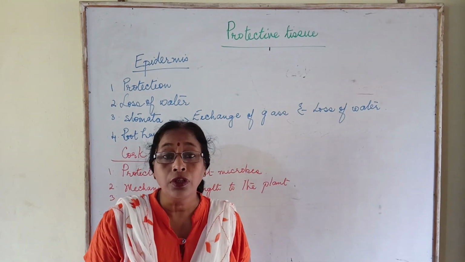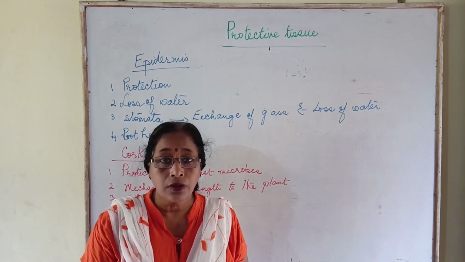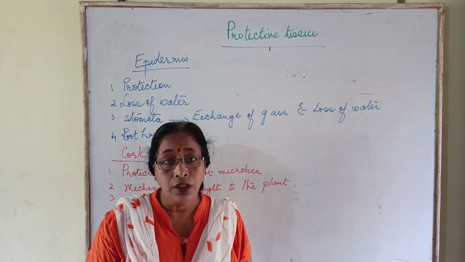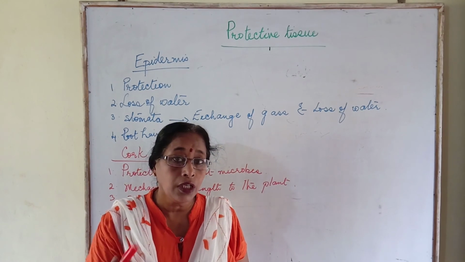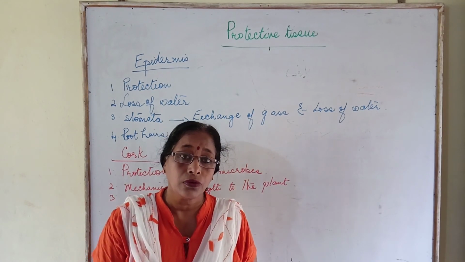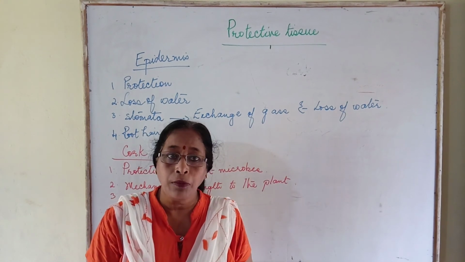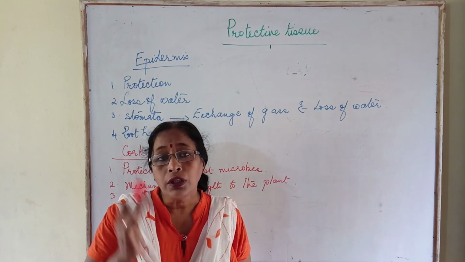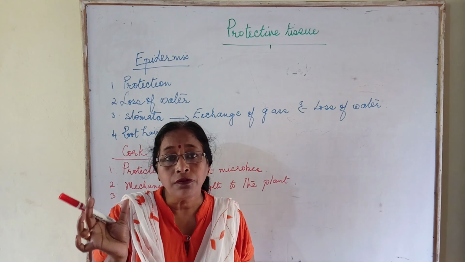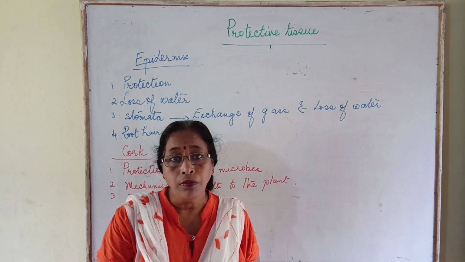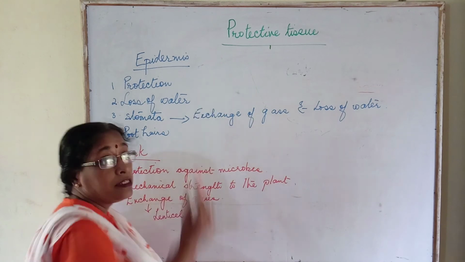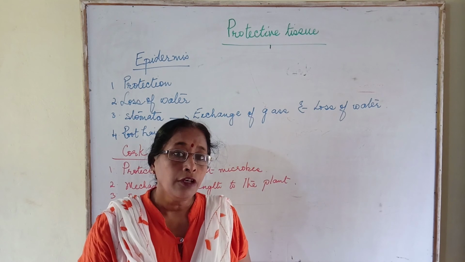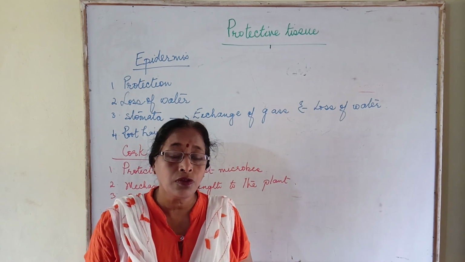The cork is useful commercially also. The cork is used in preparing many items in different industries, including the sports industry. So today we have learned about the epidermis, the stomata, the lenticels and the cork. All these come under the protective tissue. So we can put all of them under a heading known as protective tissue, because their main function is to protect the plant from the adverse conditions of the environment.